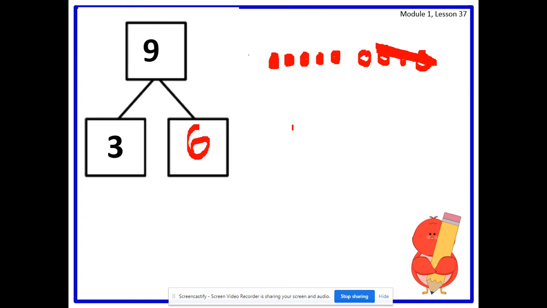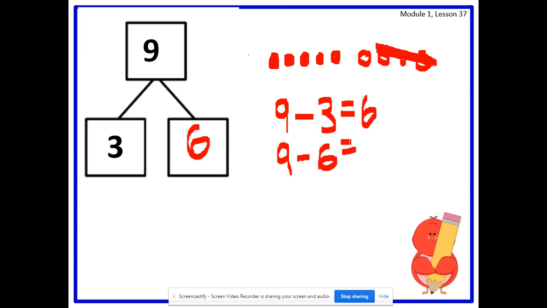And then step 4, we have to write the related subtraction sentence. Well, let's go ahead and write the first one. So we started with 9 minus the part they gave us or showed us is 3 equals 6. Now, to write the related subtraction sentence, we're going to start with the same total and just flip the part. So 9 minus 6 equals 3.